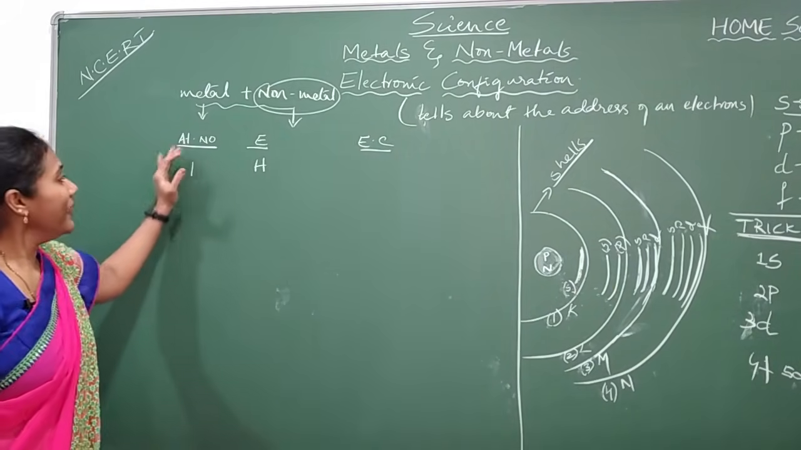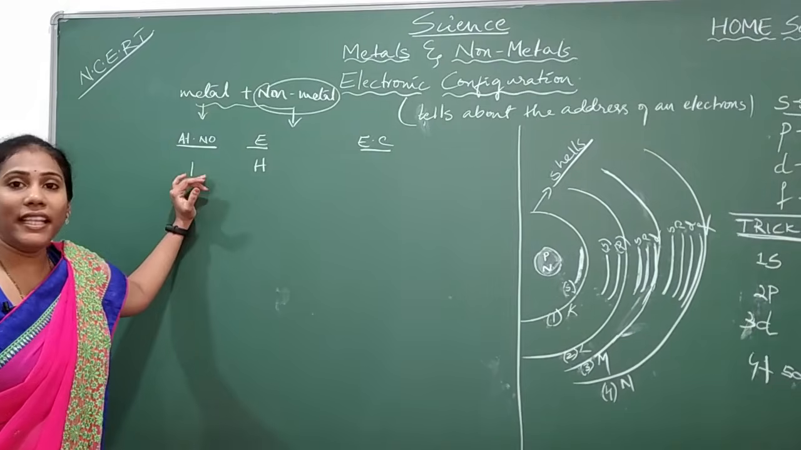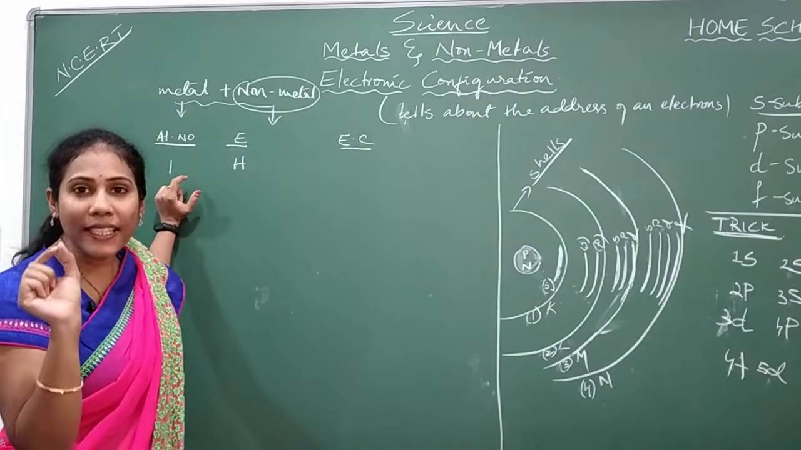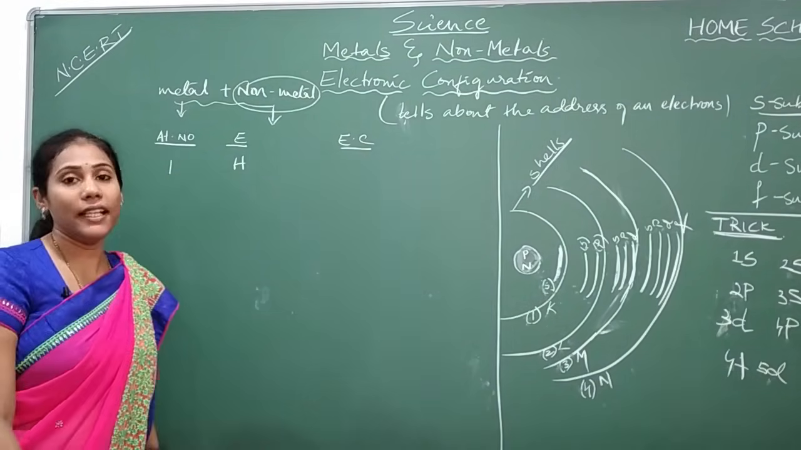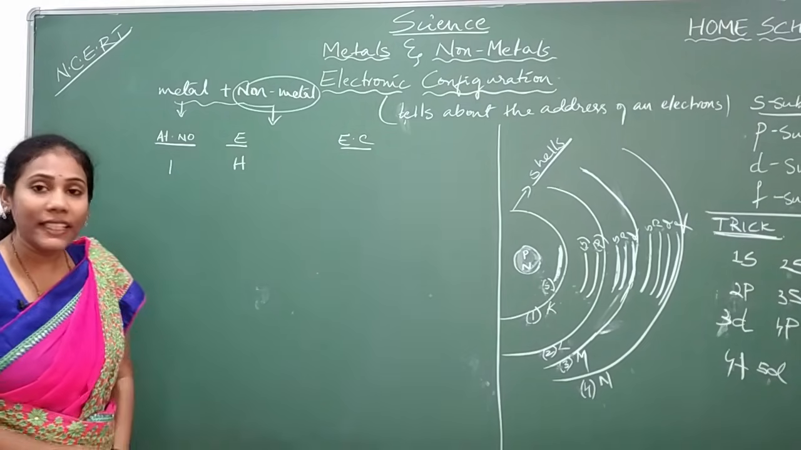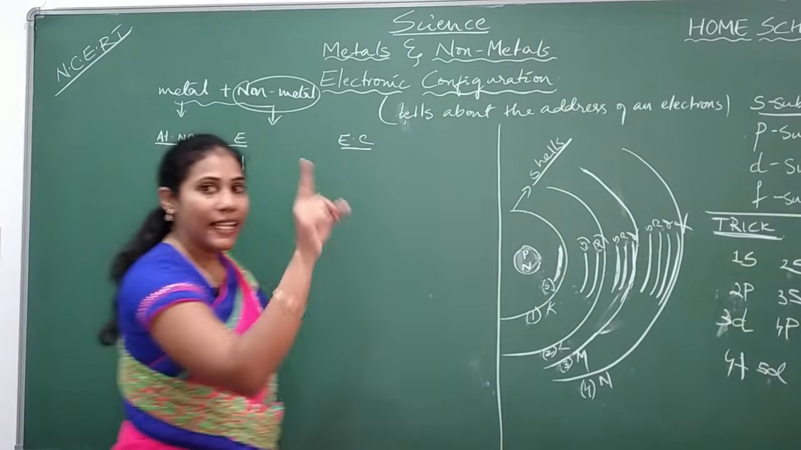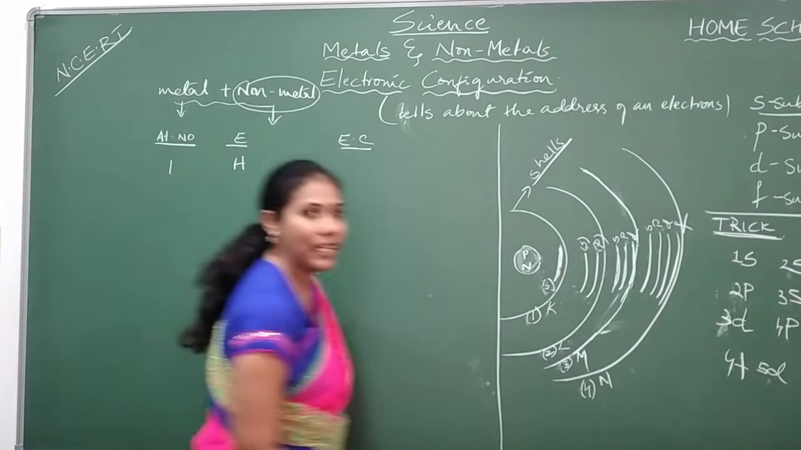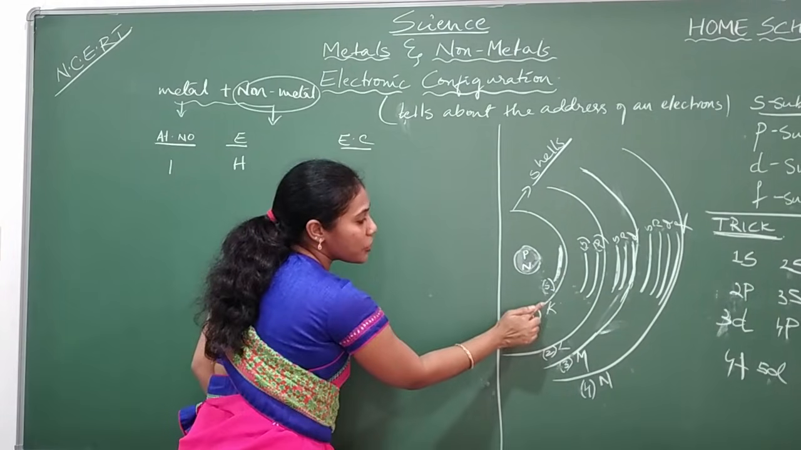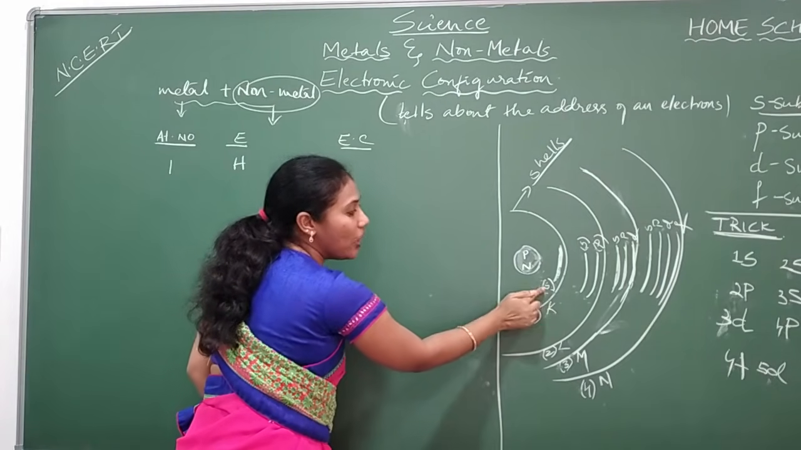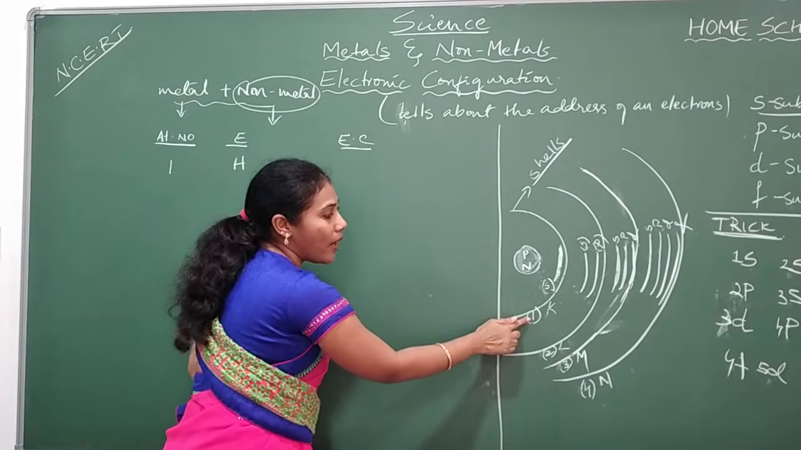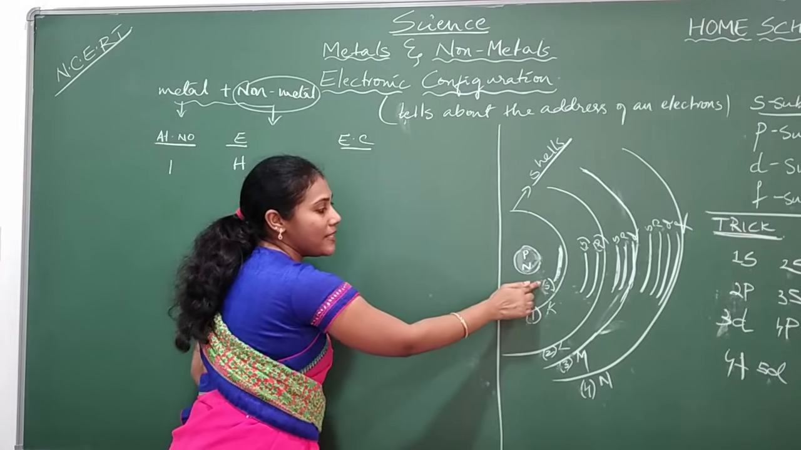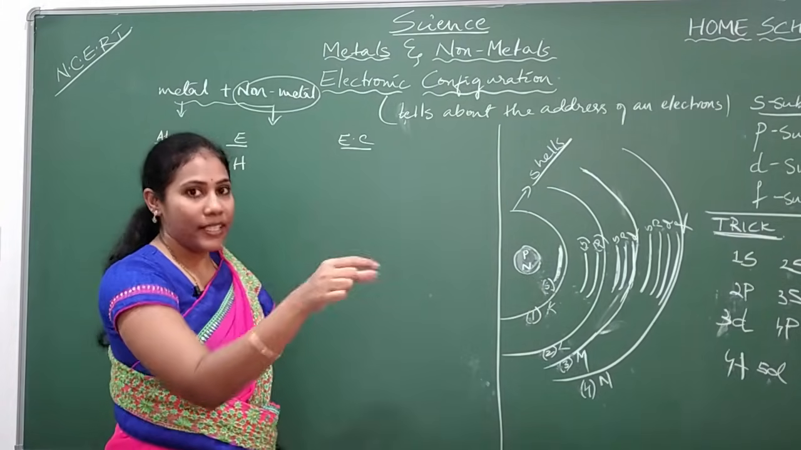So how many electrons are there in hydrogen? 1 electron, because atomic number is 1. Atomic number will tell you how many electrons are present in that particular element. So atomic number 1 means 1 electron. That 1 electron present in hydrogen will stay in the 1s orbital. That means the first shell. In this 1s, 1 means main shell, s means subshell name. In that subshell, the electron is present.